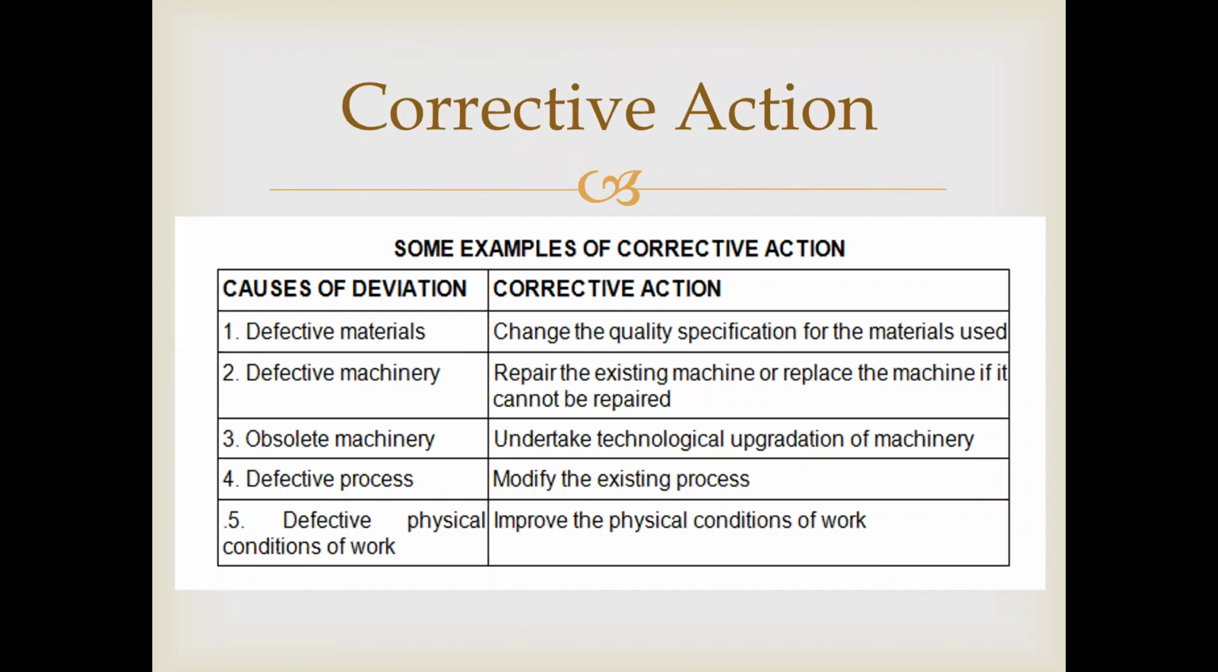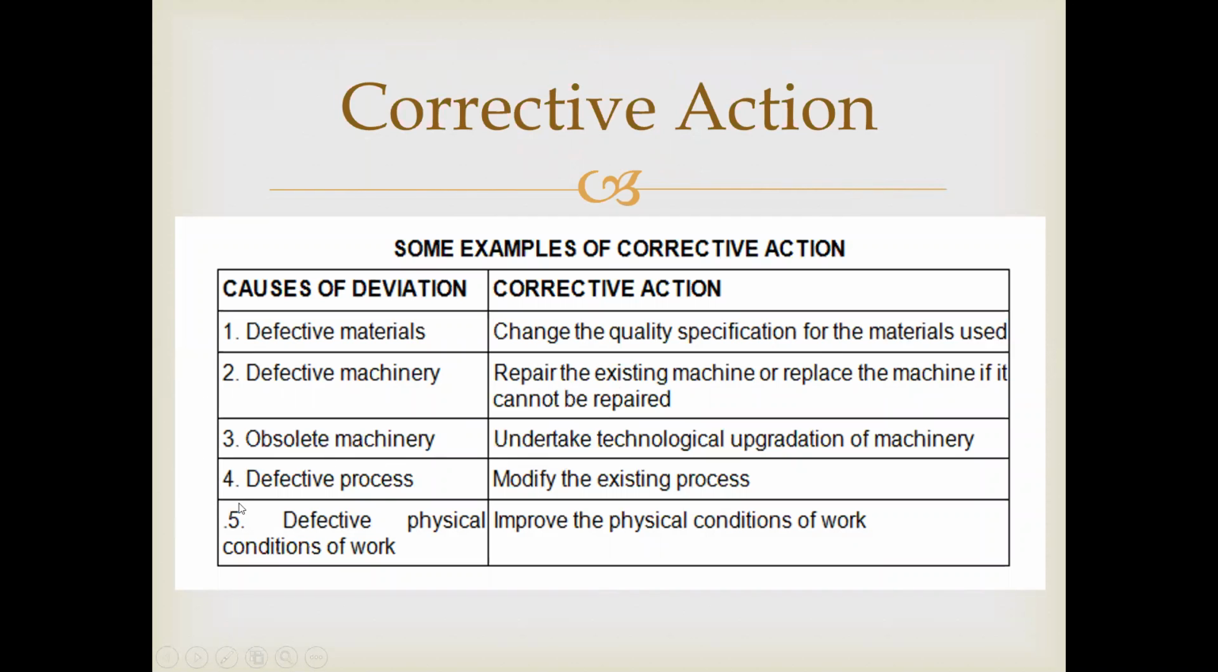Now, here are a few more examples of corrective actions that could be taken. See, causes of deviation. First is defective material. So what corrective action does it require? Change the quality specification for the material used. Cause of deviation is defective machinery. So again, the corrective action could be either to repair or to replace that machinery. Cause of deviation is obsolete machinery. So obviously we have to purchase the upgraded machinery which is technologically up to the mark. Fine.